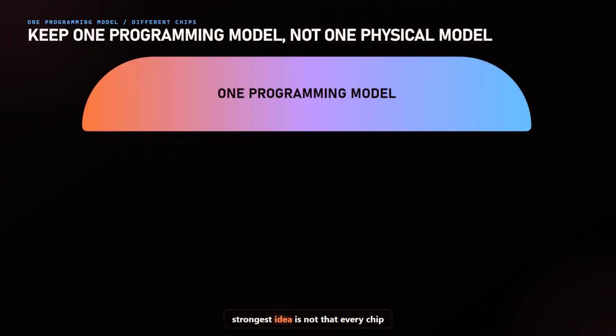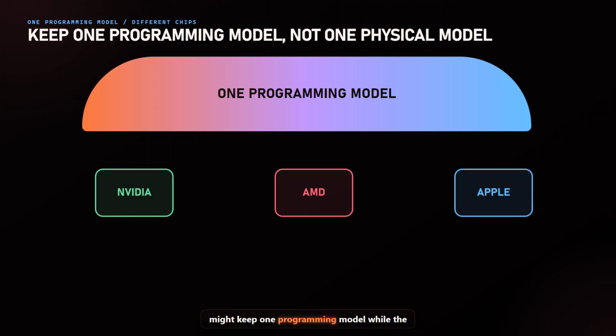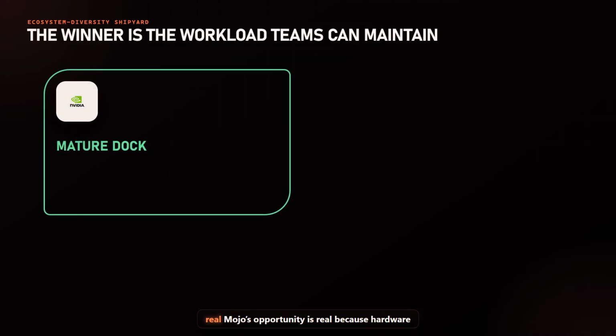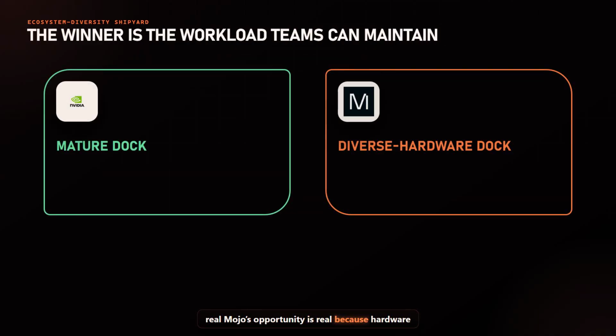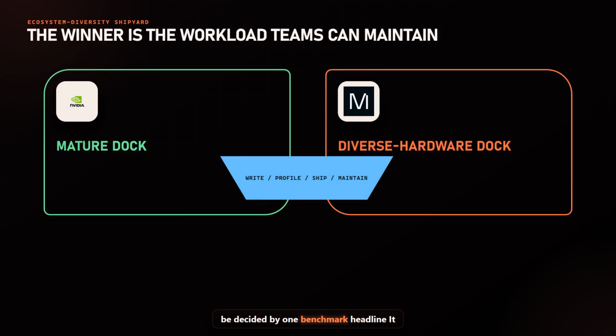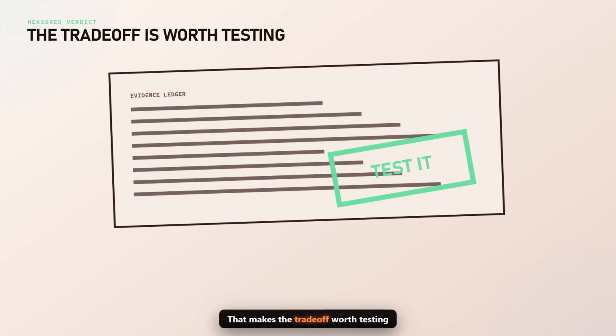Mojo's strongest idea is not that every chip becomes the same. It is that developers might keep one programming model while the compiler and kernel stack absorb more of the difference. CUDA's moat is real because the ecosystem is real. Mojo's opportunity is real because hardware diversity is increasing. The winner will not be decided by one benchmark headline. It will be decided when teams can write, profile, ship, and maintain the same serious workload across the hardware they actually own. That makes the trade-off worth testing.